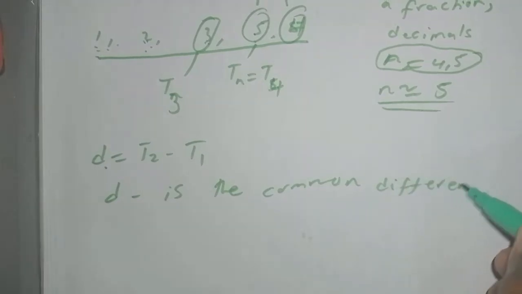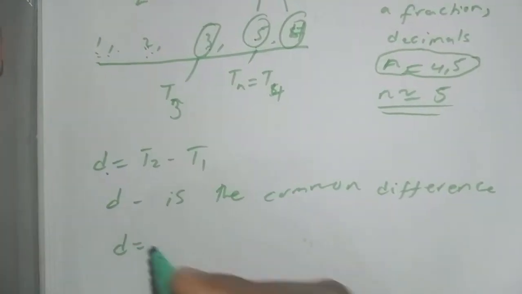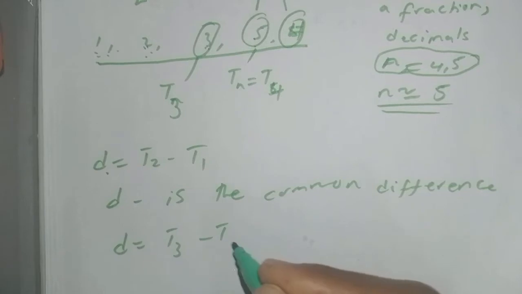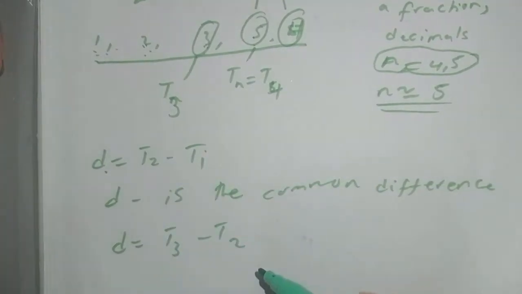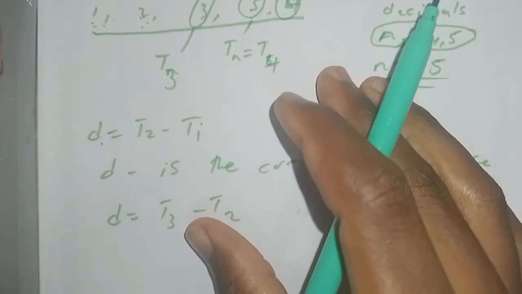That one, we all know it, right? It is the common difference. And this is how you can calculate D. Even if you use this one, you say T3 minus T2, you still get the same difference because we are talking about a linear pattern, right?